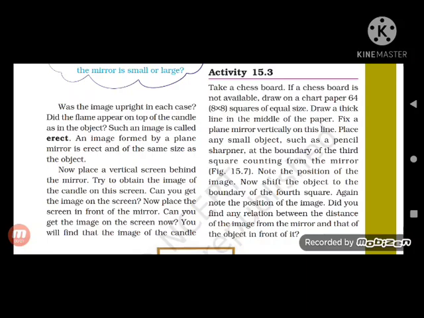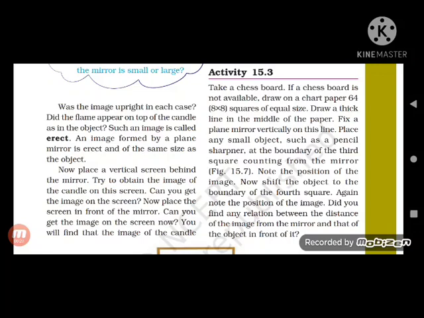So, as we have seen, the type of image, is it small or large, and what is the image, erect image, and how can we catch the image on some paper or whiteboard. So, now we have to see activity 15.3. As I have told you, we will start from activity 15.3 in the next video.